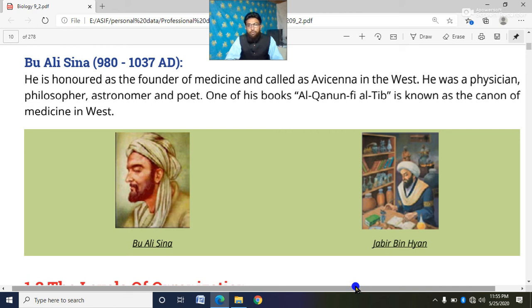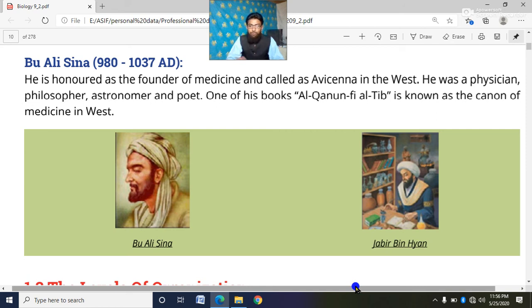One of his books, Al Qanun fil Tib, is the name of his very famous book. Al Qanun fil Tib is known as the Canon of Medicine in the West. Dear cadets, canon means weapon, a source. Al Qanun fil Tib is used as a weapon within medicine. It is such a book, dear cadets, in the West.